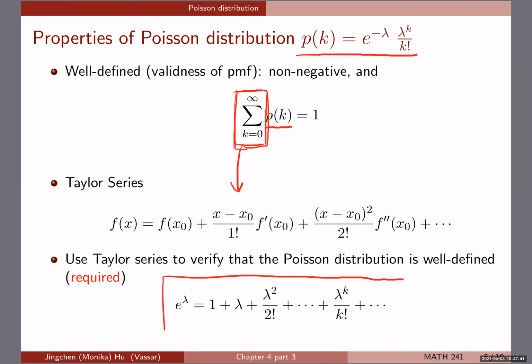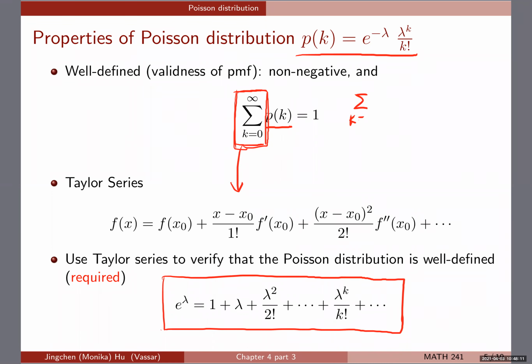So this is pretty handy, so I will highlight it here, and I will ask you to keep in mind that this kind of result can be really useful for us. e to the power of lambda is 1 plus lambda plus lambda squared over 2 factorial, plus lambda to the power of k over k factorial, and then you keep doing that. So we're going to use this result to show that the Poisson PMF is well defined.